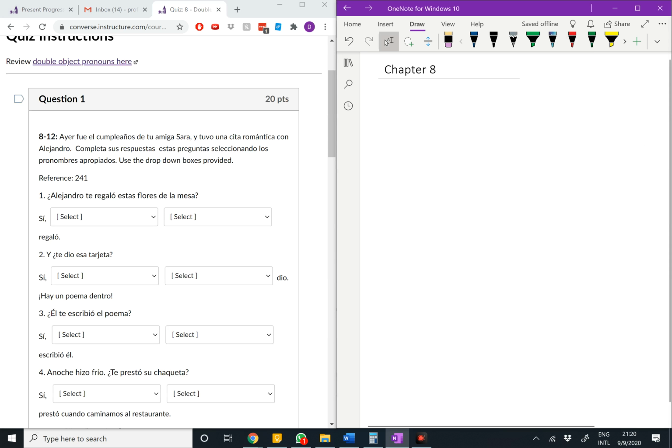And so on. First, it's important with 8-12 to get a good base in the double object pronouns. If you don't understand them, please watch the video Double Object Pronouns, which is one of my short lessons.